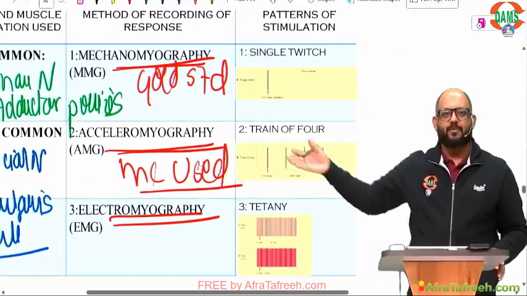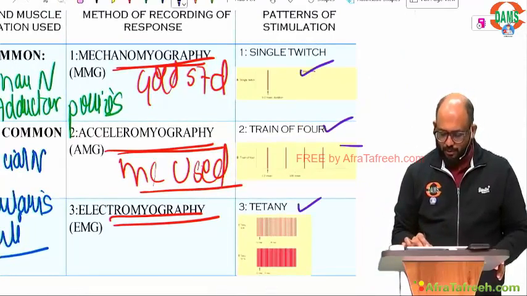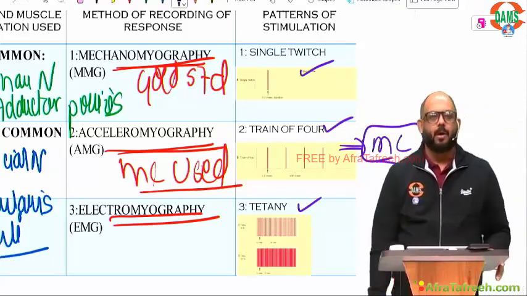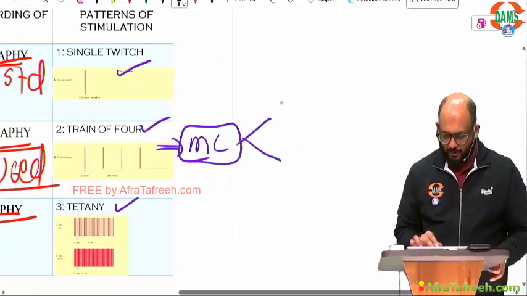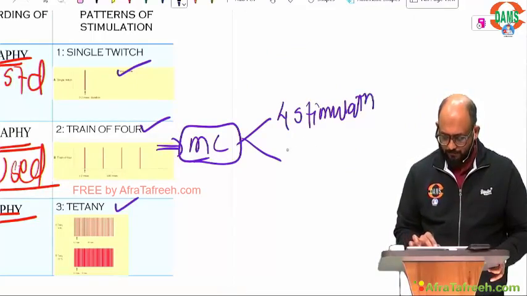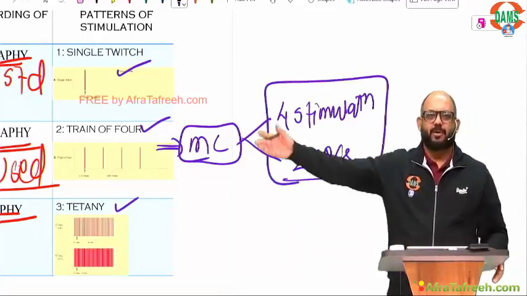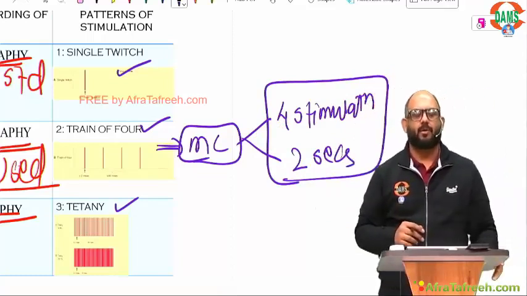3 patterns of stimulation: single twitch, train of 4, tetany. Most common pattern, train of 4. 4 stimulations in 2 seconds. That is why it is called train of 4.